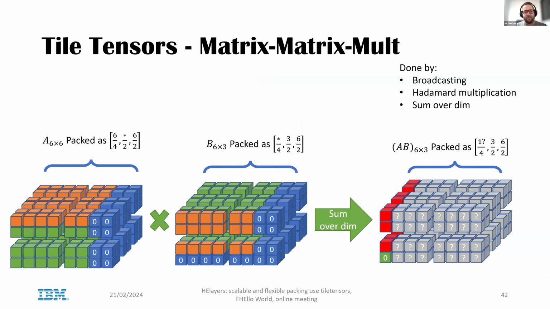Okay, so this is an example of a more complex packing. I just give the picture due to the timing. The idea is that we can perform matrix multiplication in a really easy way using this notation of tile tensors.